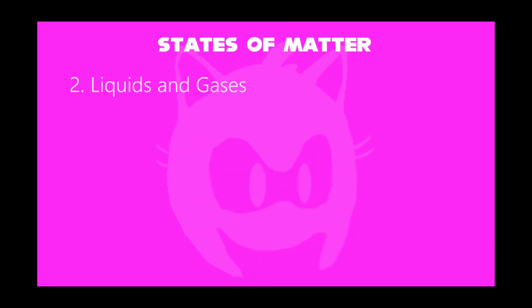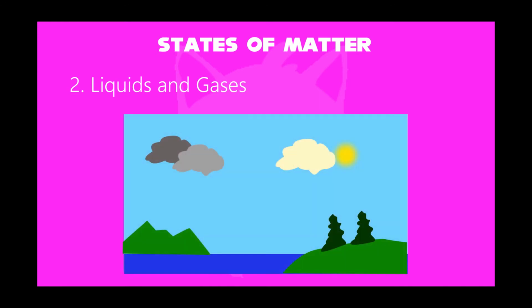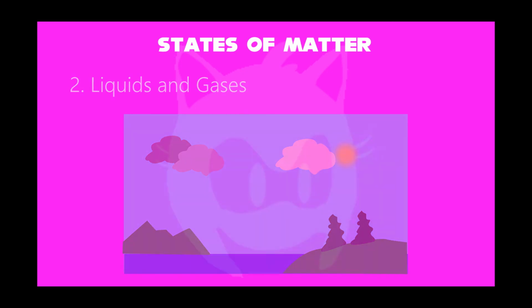Next, liquids and gases. You might have seen the water cycle. In sunlight in hot seasons, the water evaporates to form water vapor, called the evaporation process. Then the water condenses to form clouds by the condensation process. Then in the rainy season, called precipitation, water comes from the clouds. Then this process is repeated in the water cycle.